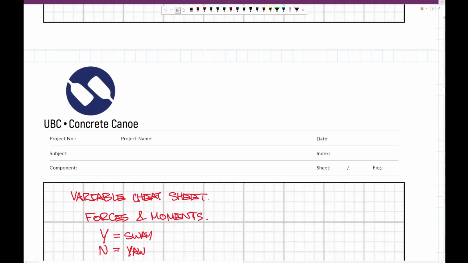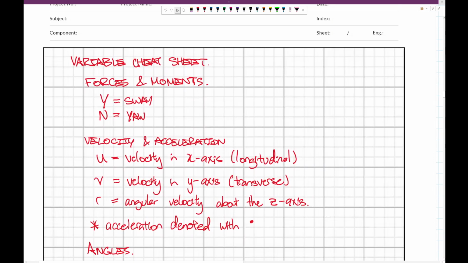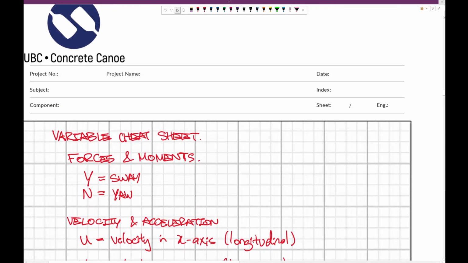Basically, I ran through a bunch of different variables that you might be confused about, so let's do a bit of a review to help everyone understand things. We have our forces and our moments, and we're actually going to ignore surge, because the effect of surge on maneuverability is not too important. So we're just going to ignore it. And so we're going to have our sway, which is our Y, and our yaw, which is an N.